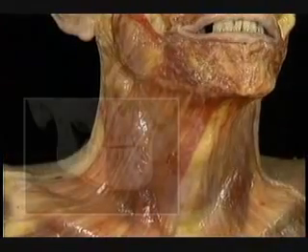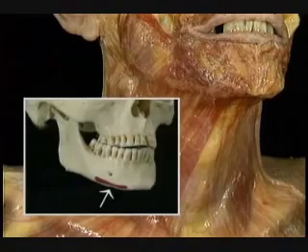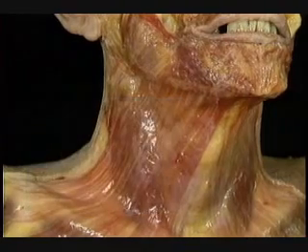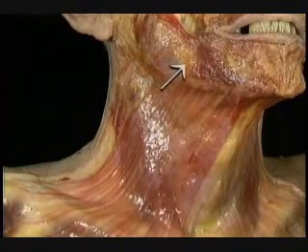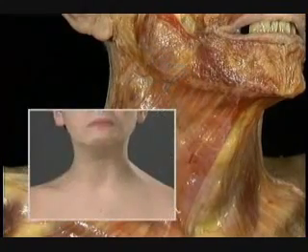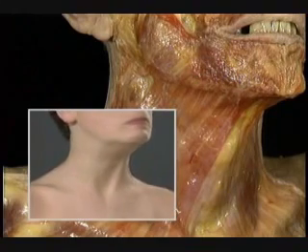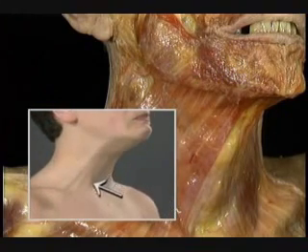Most of the fibers of platysma insert here along the border of the mandible, but its more posterior fibers cross the mandible and insert into the orbicularis oris complex. The platysma pulls the corner of the mouth downwards and backwards, producing these ridges beneath the skin.